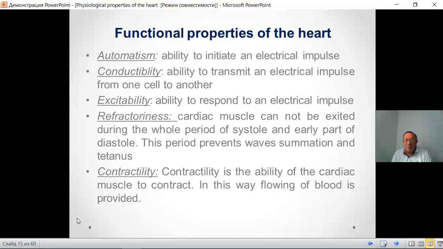Automatism: the ability to initiate an electrical impulse. Conductivity: the ability to transmit an electrical impulse from one cell to another. Excitability: the ability to respond to an electrical impulse.